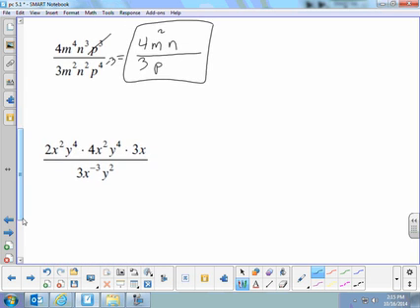All right. This one, definitely getting a little bit more difficult. I'm going to start by simplifying the numerator. Multiply your coefficients. 2 times 4 times 3 is 24. My base is x, and I have 2 plus 2 plus 1. And remember, right there is a 1. That's going to give me 5. And my y's, 4 plus 4 is 8.